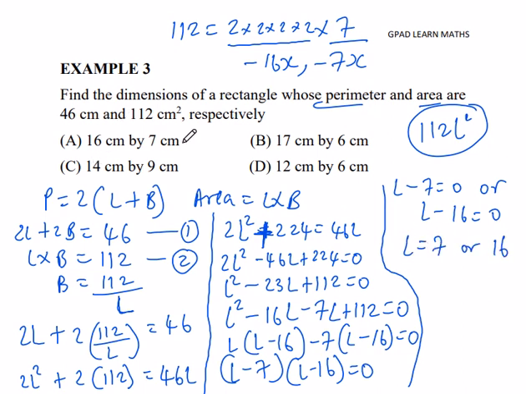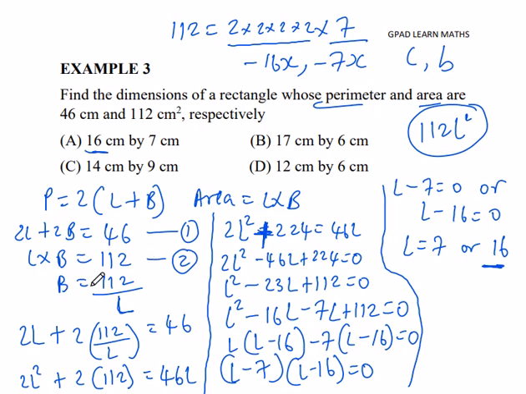Look at the options. Usually when you want to write the dimensions, it should be length, breadth. So length times breadth. We have 16, we have 17, 14, and 12. I think I'll go with 16 because there's no 7 here as the length. So pick 16 as the length because I have 16 here already. But let's not preempt this. Let's still solve for the breadth.